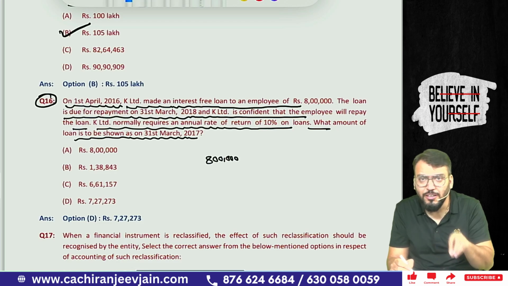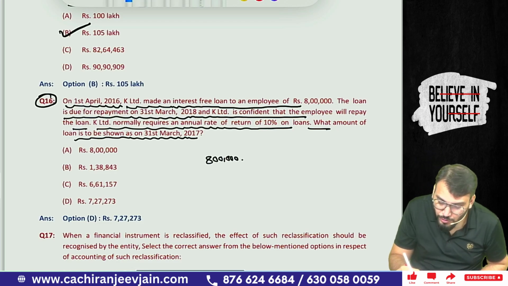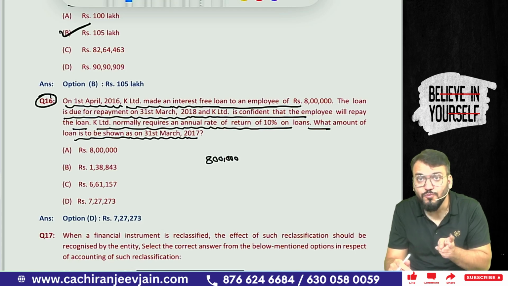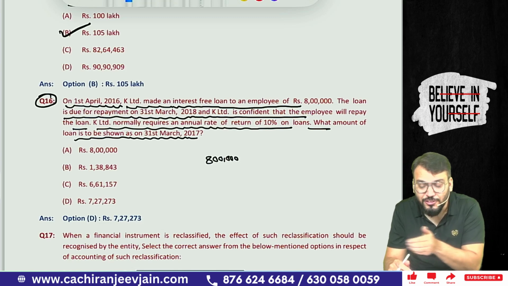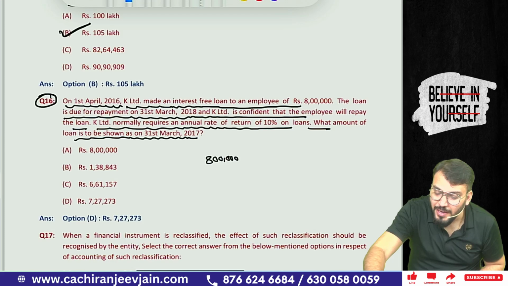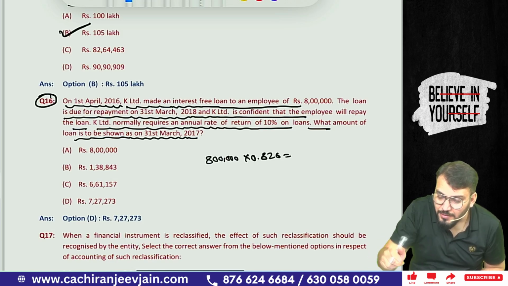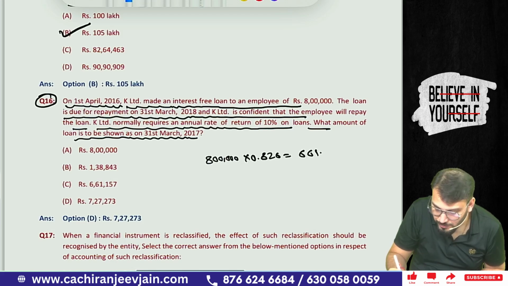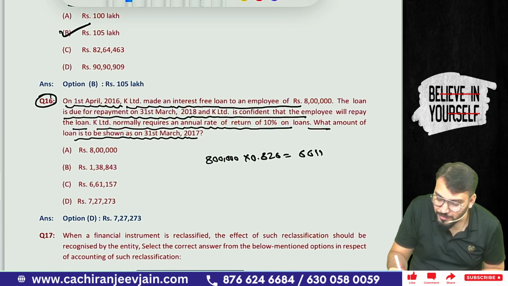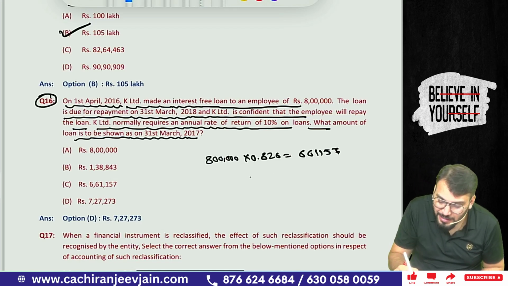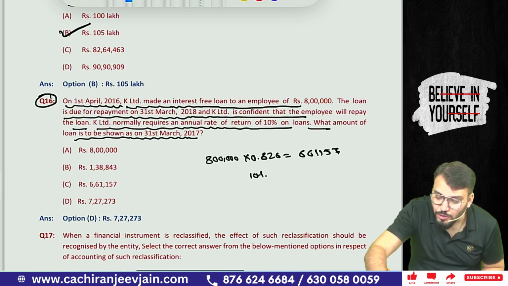So as on 31st March 2017, this is a concessional loan. First we need to find out the fair value of the loan. This 8 lakh has been given for how many years? Due for repayment on 31st March 2018 means 2 years. We first find out the present value, meaning the fair value of this loan, by discounting the contractual cash inflow at the market rate of interest. So 1 divided by 1.10 squared equals 0.826. This multiplied by 8 lakh comes to 6,61,157. This becomes the fair value of the financial asset. Now we calculate amortized cost. We first find out the interest income at a rate of 10%. That becomes, at 10%, how much?